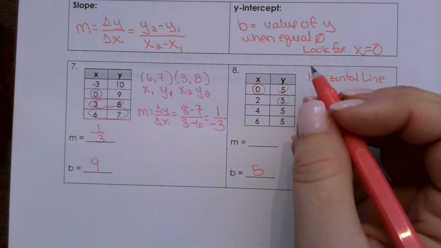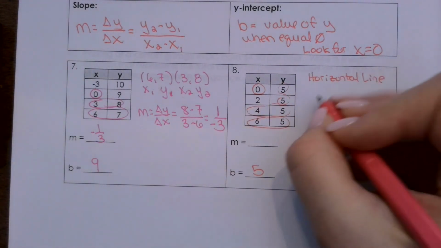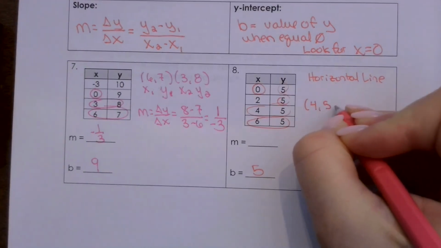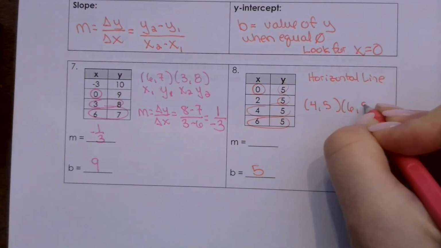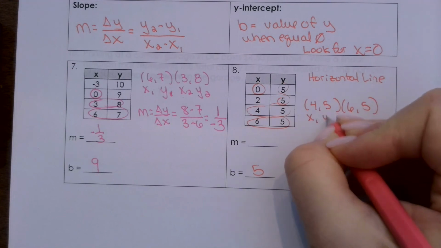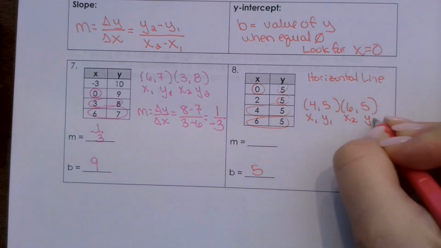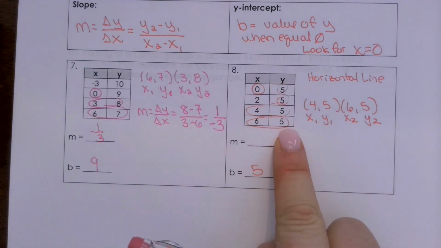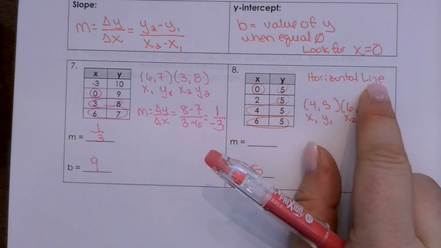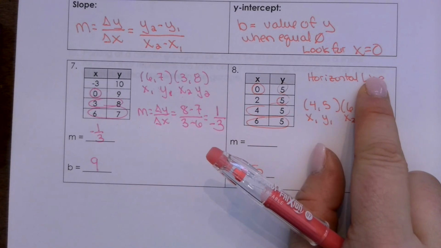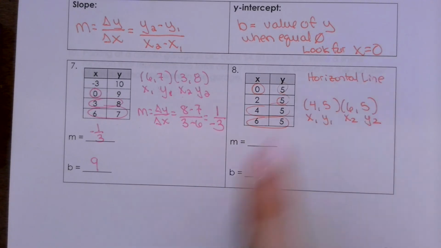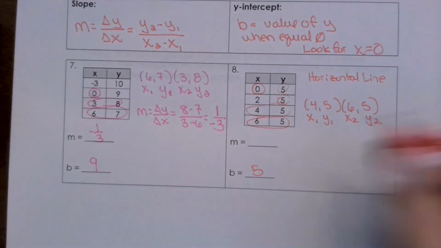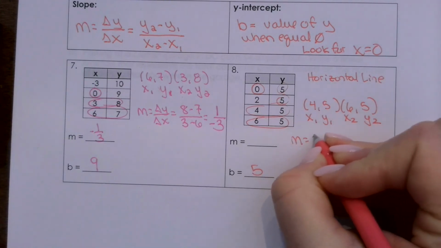Let's find my slope. I can use any 2 points. Let's just use these 2: 4, 5, 6, 5, x1, y1, x2, y2. And just a thought, if all of my y's are the same, I have a horizontal line. I am predicting that I will calculate, knowing that it's a horizontal line, that my slope will equal 0. But let's make sure that is the case.